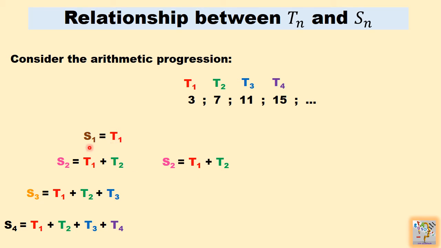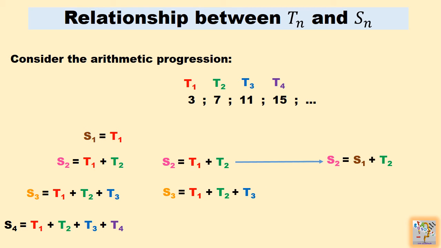We know that T1 is equal to S1. Okay, check it. So S1 is equal to T1, which is the same as this one. Now, what can we do? Instead of writing T1, we can substitute T1 with S1. Then this will give me S2 is equal to S1 plus T2. This S1 that you see there is the same S1 that we're having here. So this S1 is T1, and T1 plus T2 is S2.